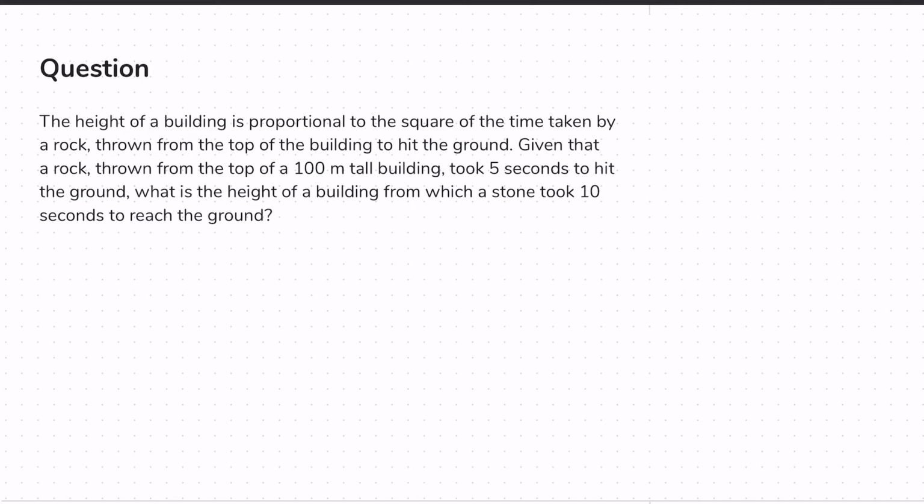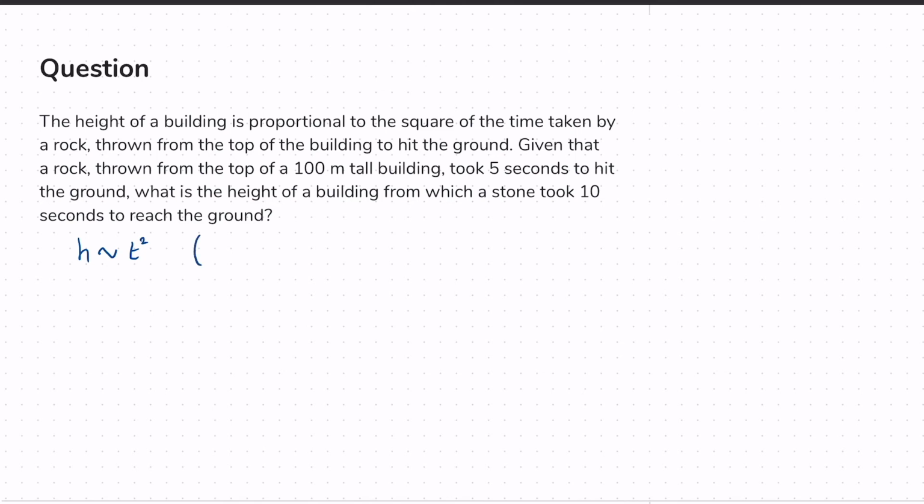Okay, in this question, it's a little bit more wordy, so we're going to have to be careful to pull out the relevant information. The height of a building is proportional to the square of the time taken by a rock thrown from the top of the building to hit the ground. All right, so the height is proportional, and you can write proportionality in a couple of different ways, and I'll show you how in a moment. But H, the height, is proportional to the square of the time.